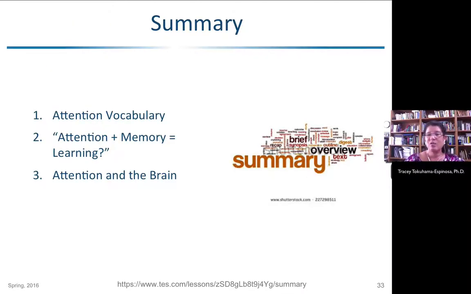Okay, so what did we try to do today? We looked at attention vocabulary that's in the literature. We looked a little bit at this idea of attention is necessary for learning, and that is something we're going to explore when we're together in class this coming week. And we also looked at attention in the brain. What are the neural systems that are aligned there, and some of the theories that are behind that.